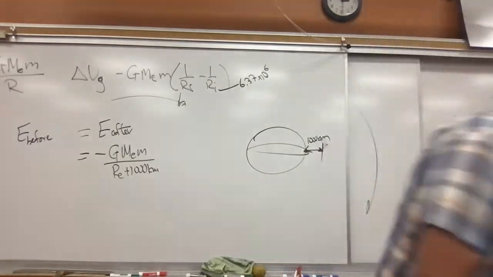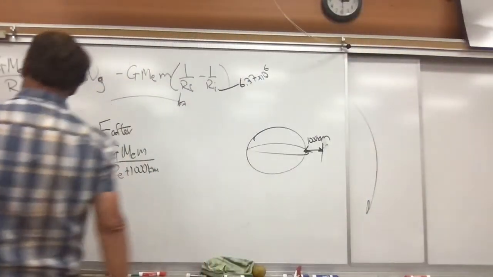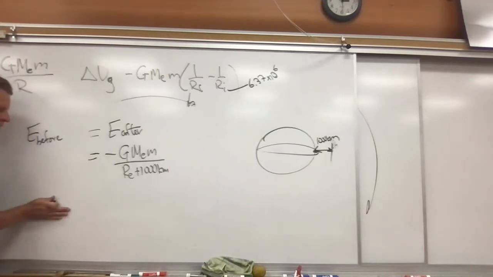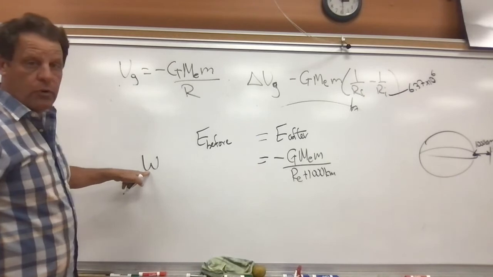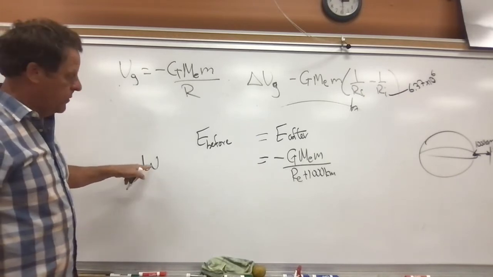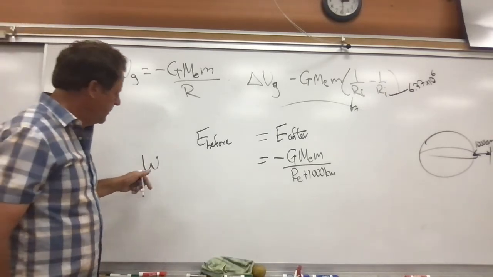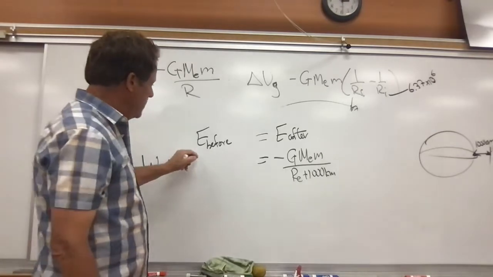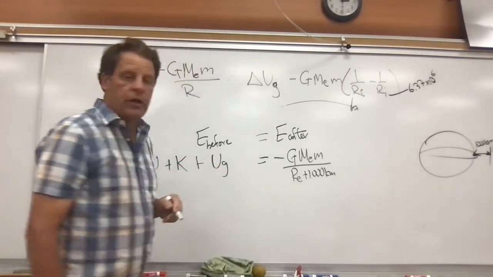We're going to have the work. In order for us to move it from the surface of the Earth up to that point, it's going to take energy. So we're going to have to do work. But it's also going to have kinetic energy, and it's going to have gravitational potential energy.